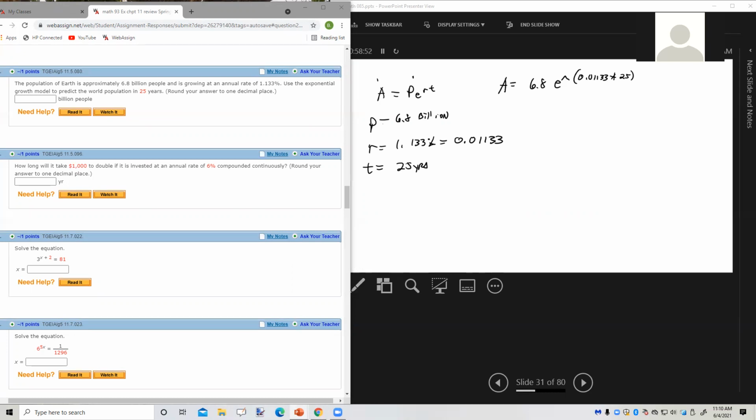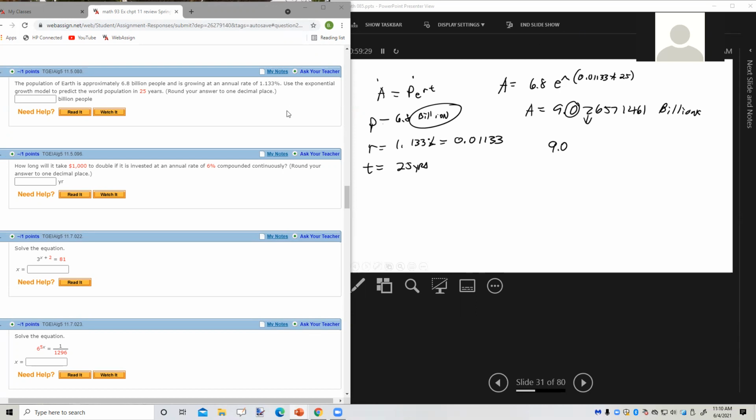So I'm going to go 6.8 and then second ln, so e to the 0.01133 times 25, close that up, equals 9.02657141. And this again is billions. Okay. Round your answer to 1 decimal place. So you'd round here. The 2 would round down. So it's going to be 9.0.